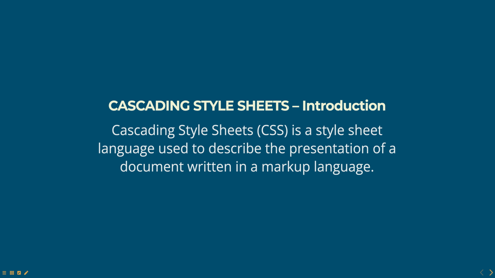Cascading Style Sheets, CSS, is a style sheet language used to describe the presentation of a document written in a markup language. It is used to separate the presentation of a document from its structure, making it easier to maintain and update. CSS allows you to control the layout, color, font, and other visual aspects of a web page. It can be used to apply styles to individual elements on a web page or to entire pages or sections of a website.